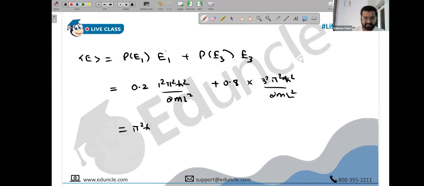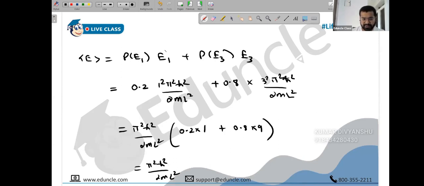So our answer becomes: you can take π²x² upon 2ml² common. Okay, you're left with 0.2 into 1 plus 0.8 into 9. 3 square is 9. So this is π²x² upon 2ml² into 0.2 plus 8 9s are 72, so 0.8 into 9, that's 7.2. 7.2 and 0.2, that's 7.4.